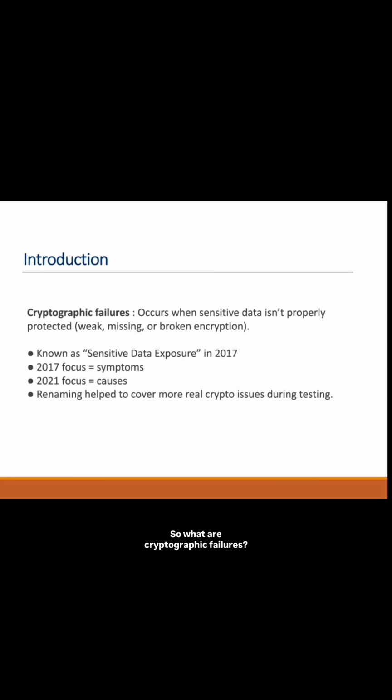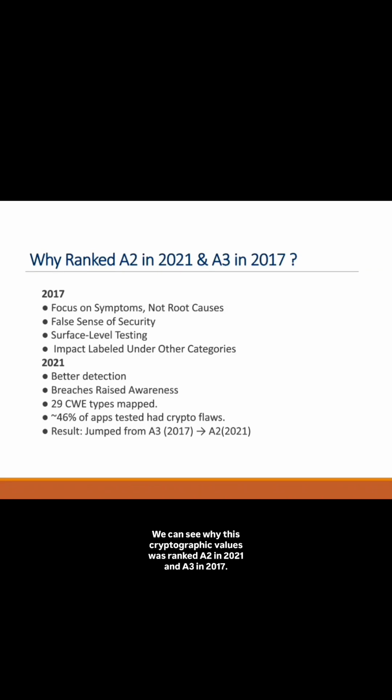So what are cryptographic failures? They happen when sensitive data is not properly protected with encryption or when encryption is used incorrectly. Earlier in 2017, this was called sensitive data exposure because the focus was on symptoms like data leaks. But in 2021, OWASP renamed it to cryptographic failures to focus on the real causes like weak, missing, or broken cryptography. We can see why cryptographic failures was ranked A2 in 2021 and A3 in 2017.